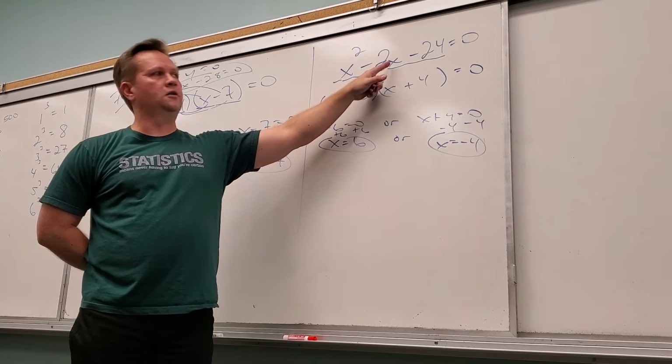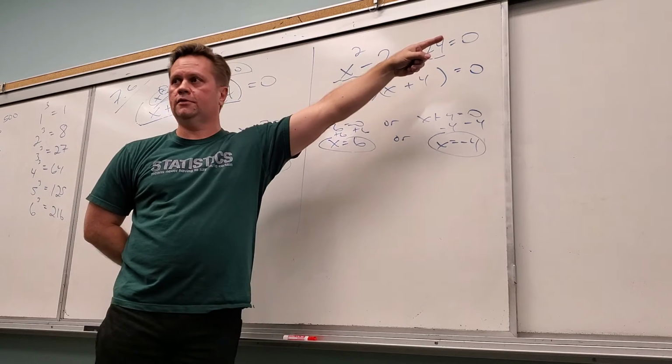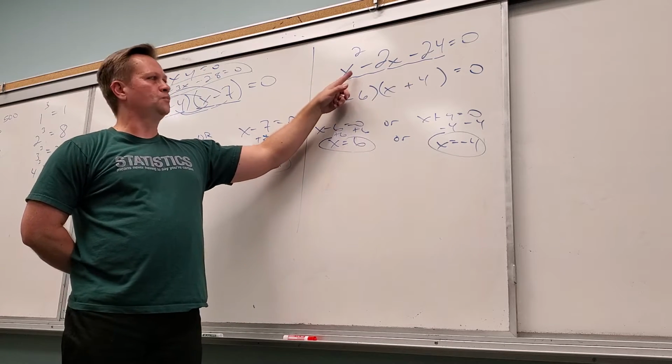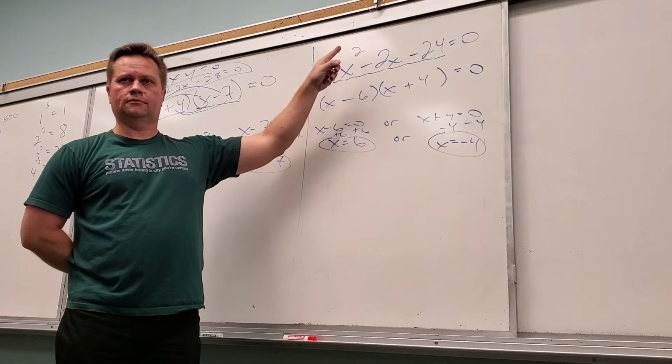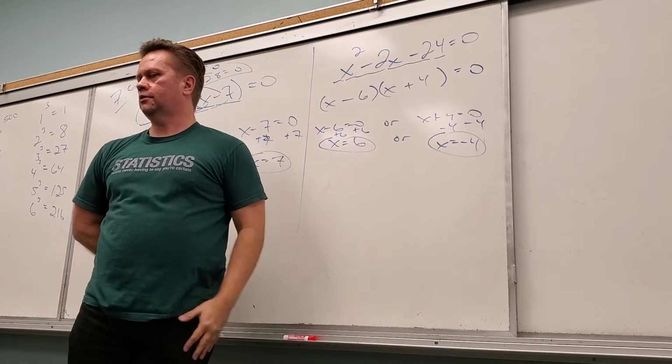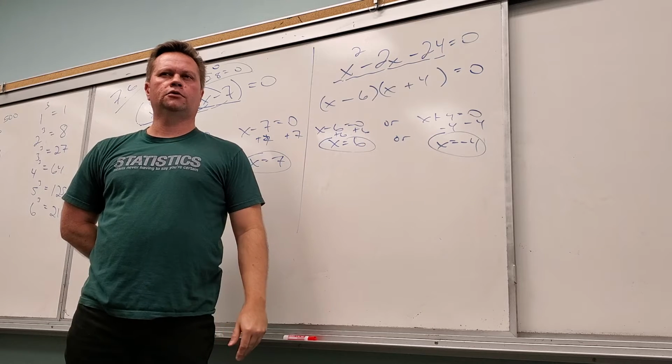is 24 minus 24, 0. And if I put in negative 4, I get 16 plus 8 is 24 minus 24. I like it. Cool.